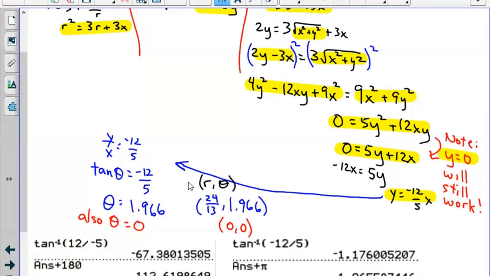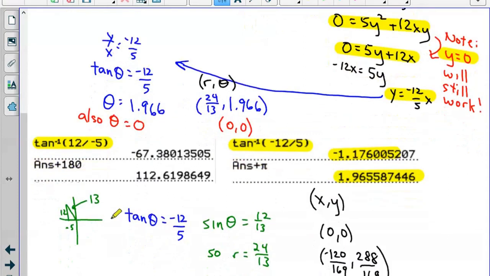So then I did tangent of theta inverse in the calculator, and I found out that it was negative 1.176, which in 0 to 2 pi is going to be 1.966 about. So that's where I got 1.966. Now, how did I get 24/13 for r? Well, oh yeah, by the way, remember that theta equals 0 works, so 0, 0 will also work as one of my answers.